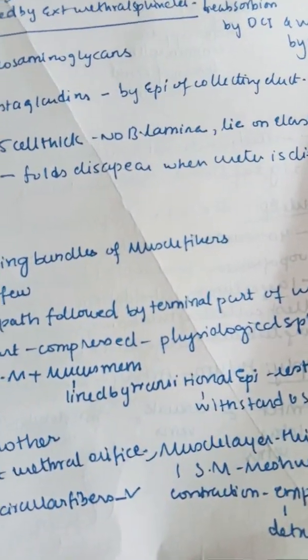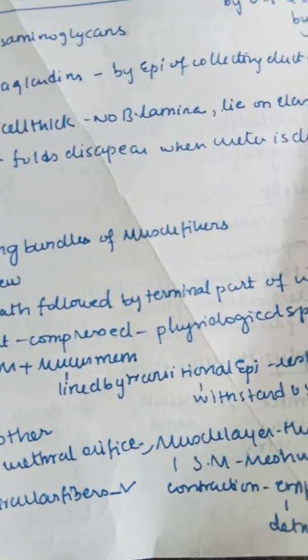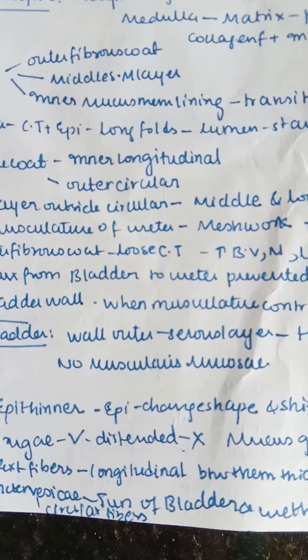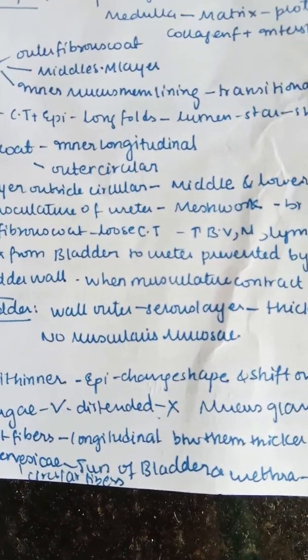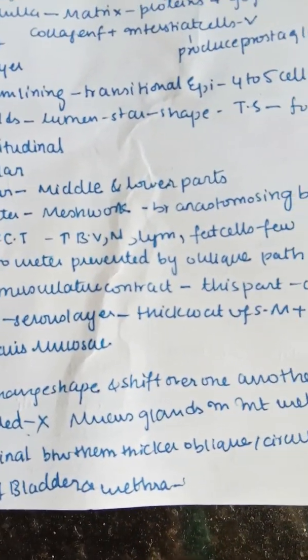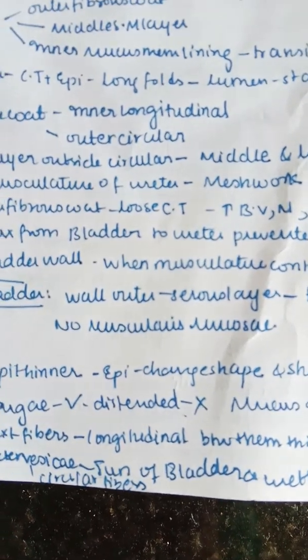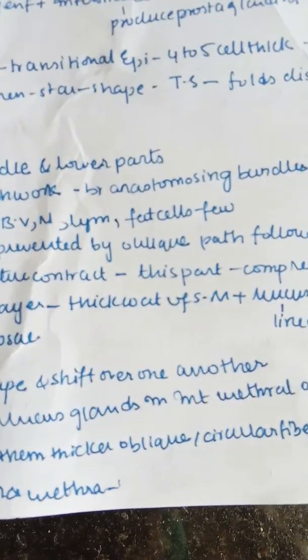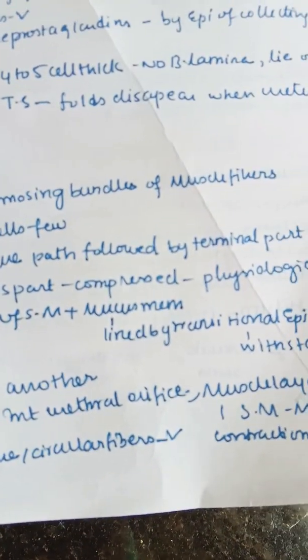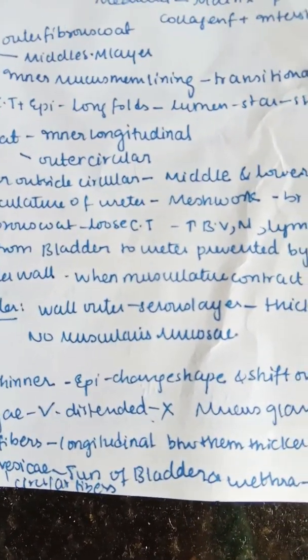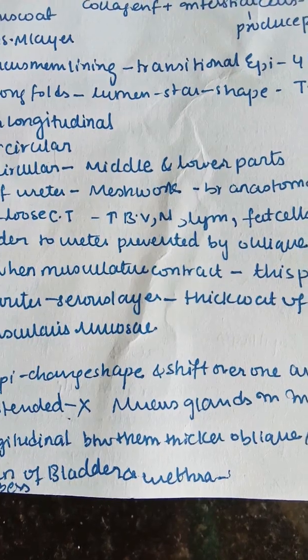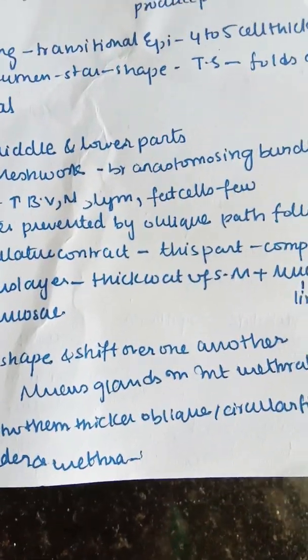In the transverse section, we can see the folds, which disappear when the ureter is distended. The muscle coat has an inner longitudinal and outer circular layer. There is a third layer outside the circular layer in the middle and lower parts of the ureter. The musculature of the ureter is mainly a meshwork with branching and anastomosing bundles of muscle fibers. The outer fibrous coat is loose connective tissue with many blood vessels, nerves, and lymphatics; fat cells are only few.